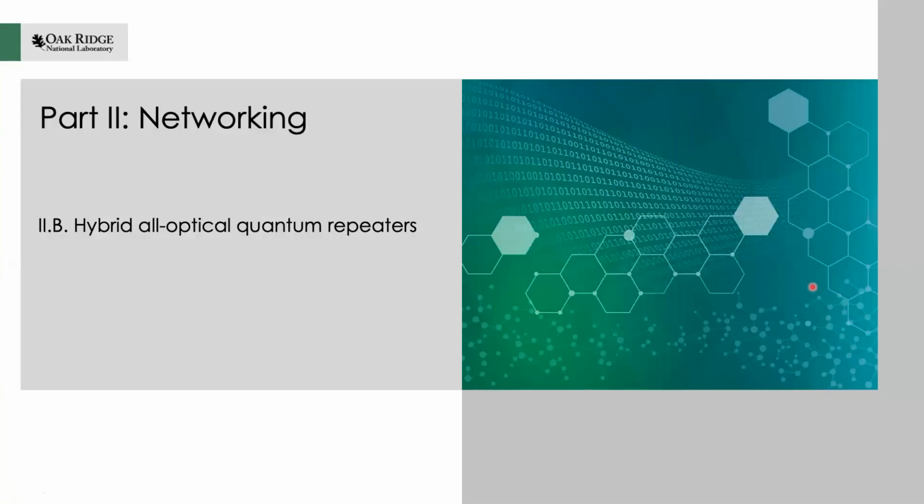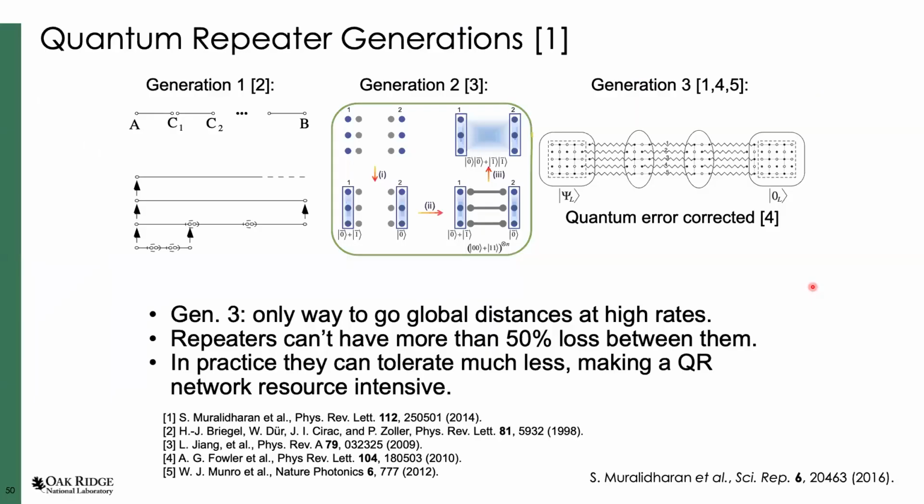Okay, so hybrid all-optical quantum repeaters. One of the things that we want to do is figure out how we can build quantum repeaters in a way that's tolerant to the noise sources that we see on optical networks.